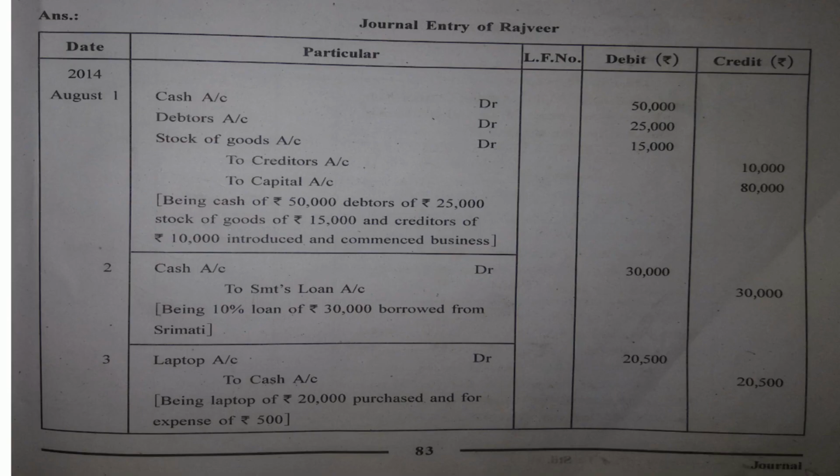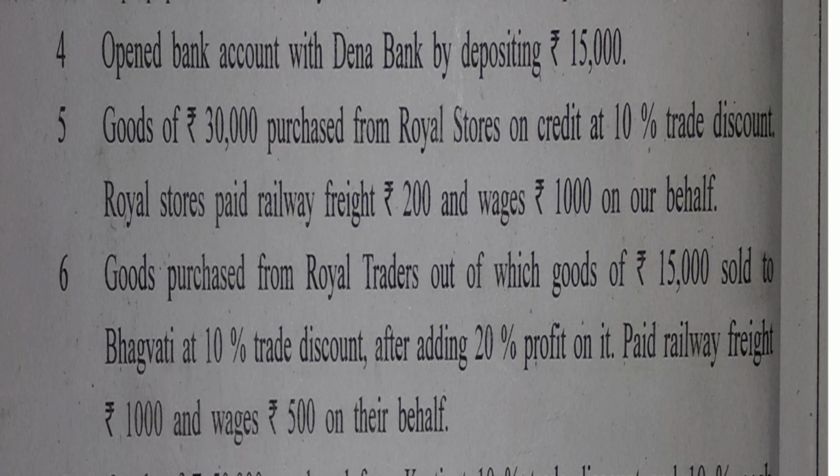And in the fourth transaction, they say that a bank account is opened with Dena Bank. Now this is not your savings account. This is a business bank account. Yes? Which has been opened with Dena Bank by depositing rupees 15,000. This is business bank account, I repeat, and not your savings account. Business bank account is required for operating business activities.